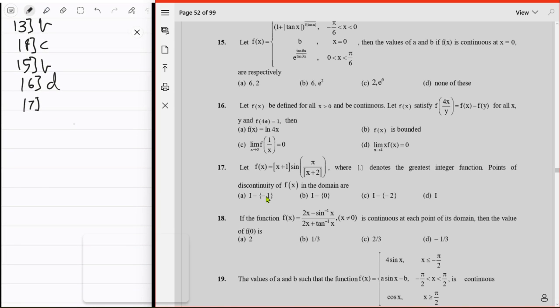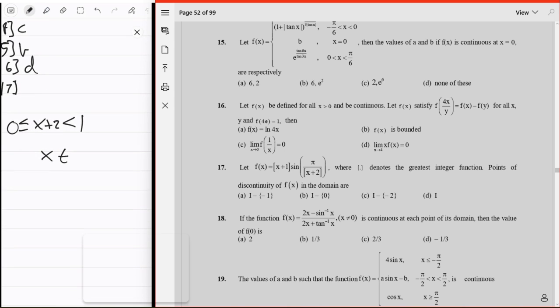So wherever the floor of x plus 2 is 0, that is not in the domain. That's the only restriction. Right. When does that happen? That happens when x plus 2 is greater than or equal to 0, less than 1, which means x belongs to -2 to -1. Other than that, everything is in the domain. Okay. So where will it be discontinuous?